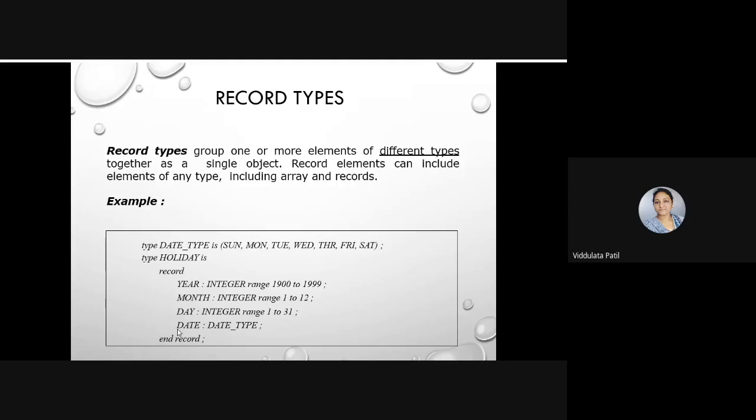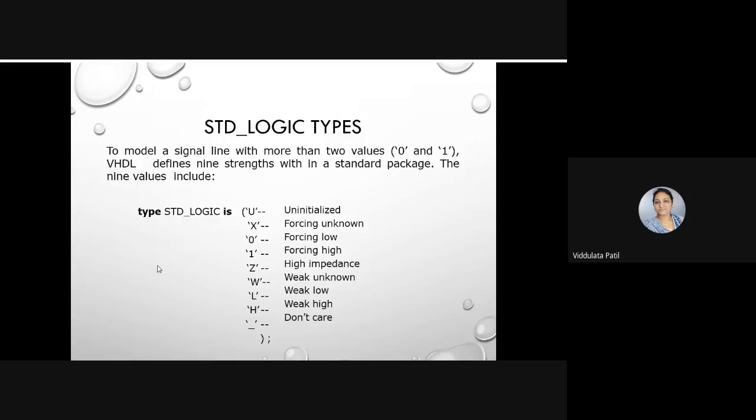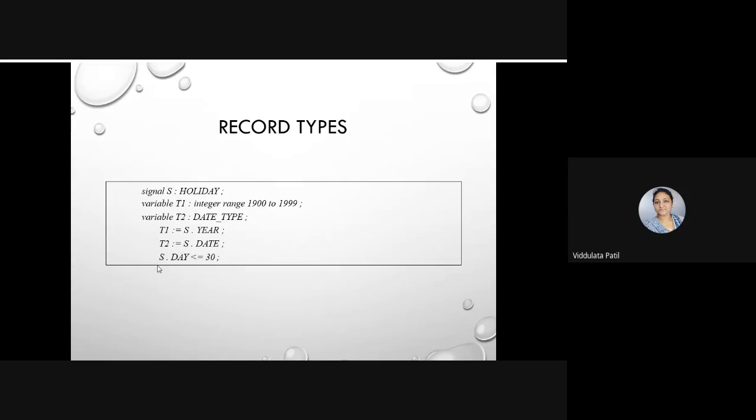Date, that is a date type, and end of this record. So this is the record type of data type. Here you can have all these different objects in a single record. This is the example for the record type. Okay. So till here, does anyone have any doubt?